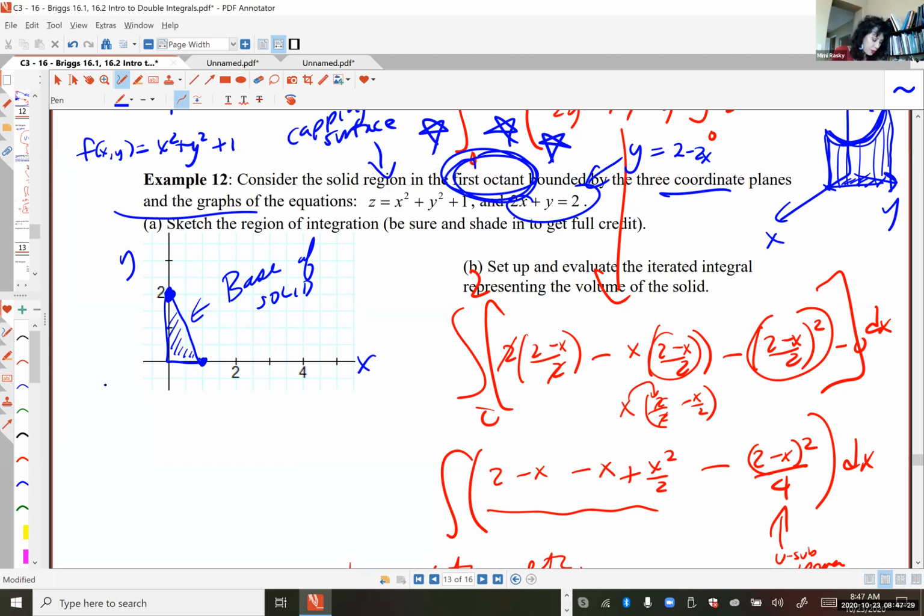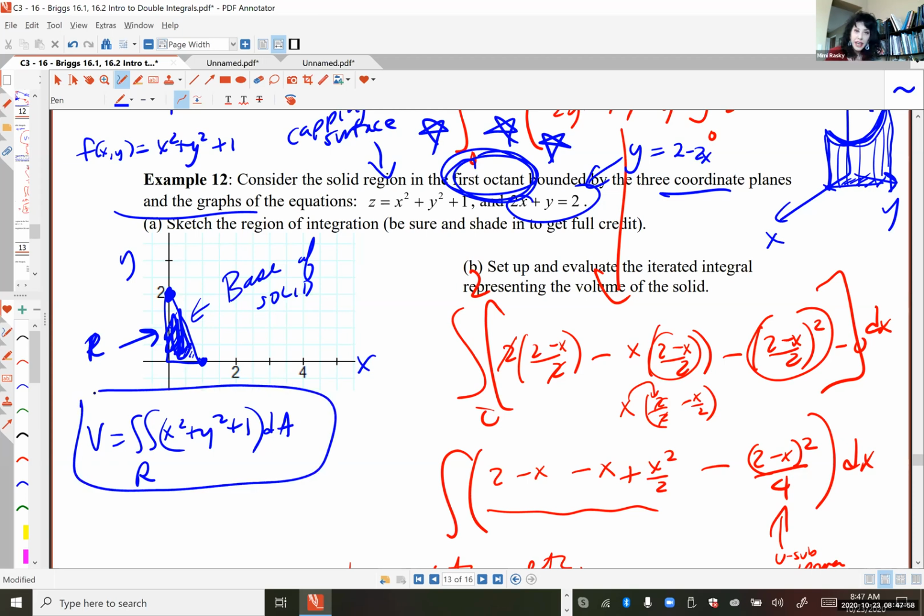So now the question is, can we set up the double integral representing volume? So volume is going to be the double integral over the region, and the region R is the base of the solid. We just drew it, okay? So over that region R, we're going to put the capping surface here in the integrand, and then dA is the shorthand for the area element, which is either dy dx or dx dy, depending on your choice for the order of integration. So this is key right here.